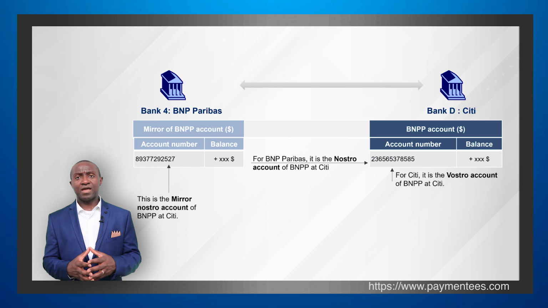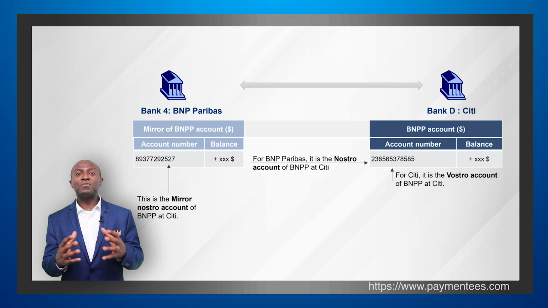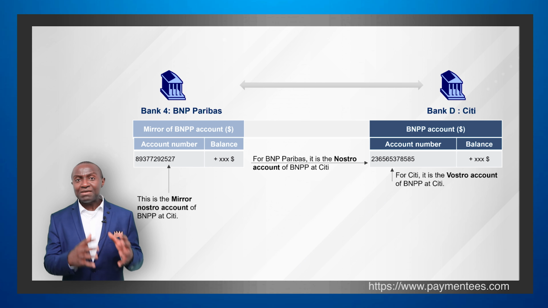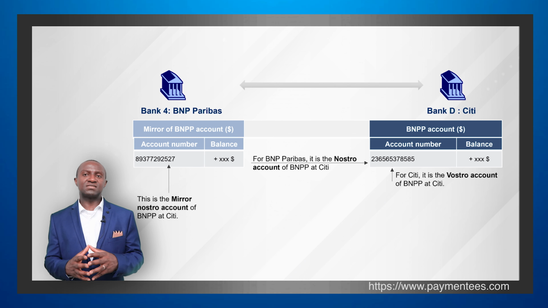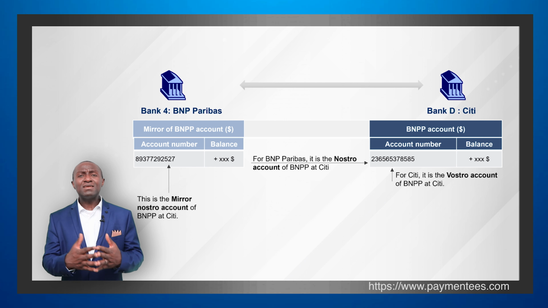Why is it called mirror account? Because the account entries on the real account and on the mirror account are of same amount but opposite signs. If the real account is debited, the mirror account is credited and vice versa. Real and mirror accounts are completely different accounts. The account numbers are different, as you can see on the picture. The money, however, is only on the real account. What you see on the mirror account are just numbers to follow what is happening on the real account.